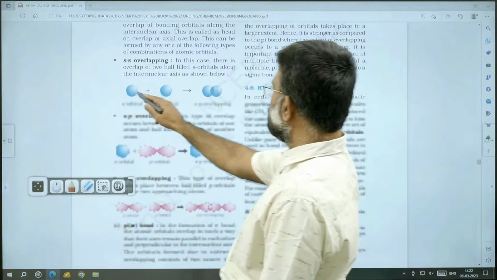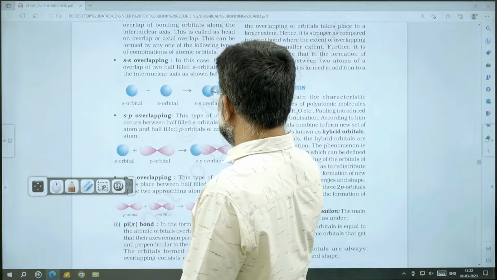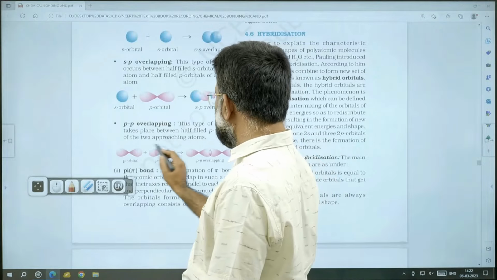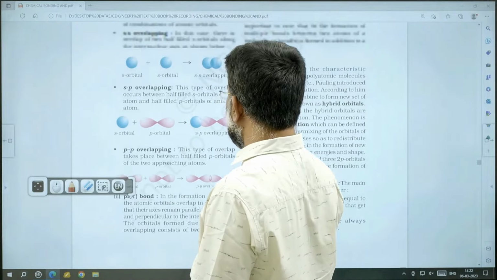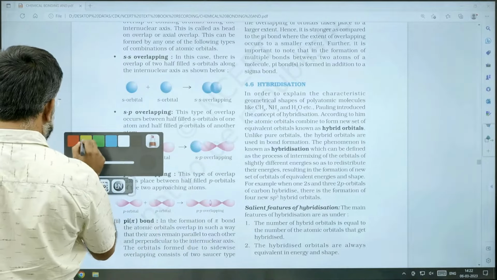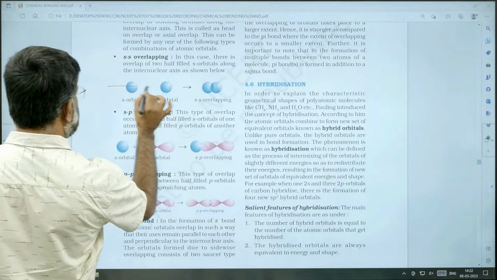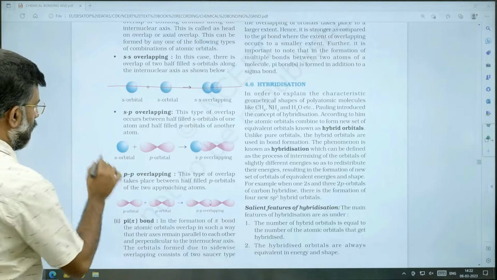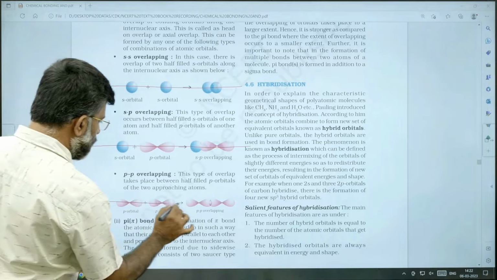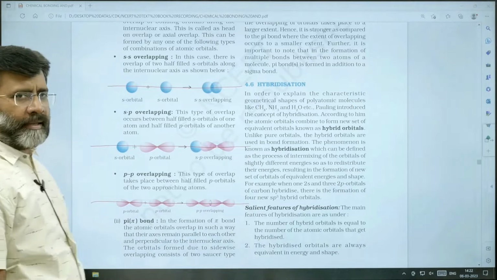And this is sigma bonding: SS overlapping, sigma bonding; SP overlapping, sigma bonding; PP overlapping, sigma bonding. All these you can find are through the axis. This is through the axis, sigma bond, axial overlapping.